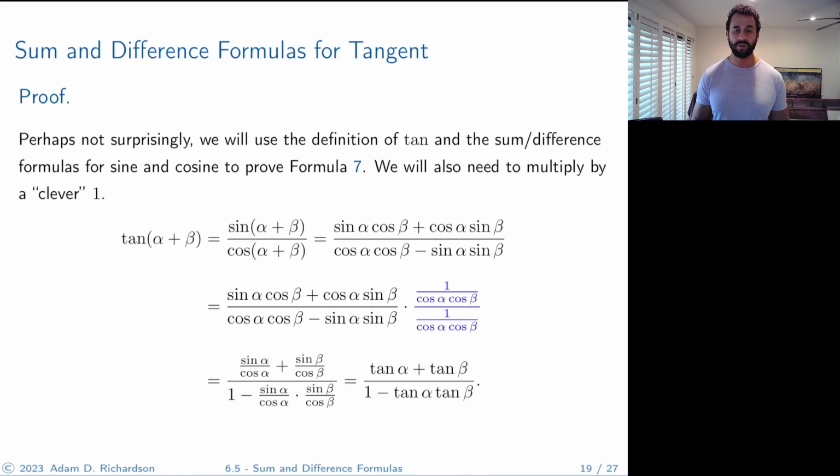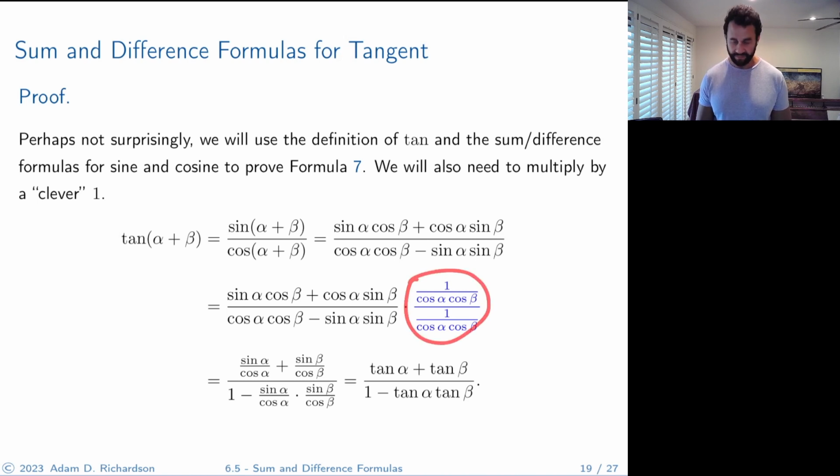But the next thing we're going to do is multiply by a clever 1 just to tweak things a little bit, because it would be nice to have this formula in terms of tangents instead of sines and cosines. That way, if you know the tangent of your angles, you could just use that information instead of having to go to sines and cosines. So here we go. This is the clever 1 that we're going to multiply by: 1 over cosine alpha cosine beta, over 1 over cosine alpha cosine beta.